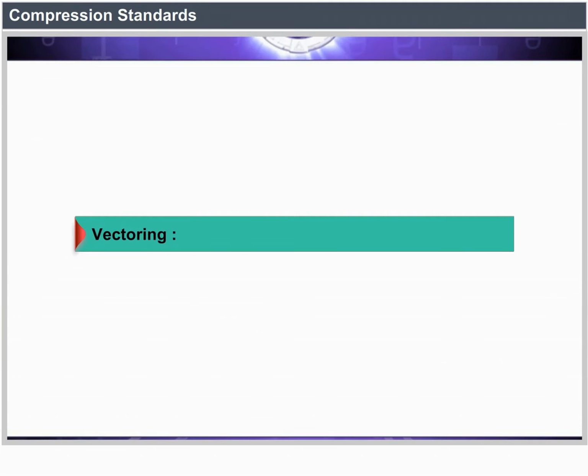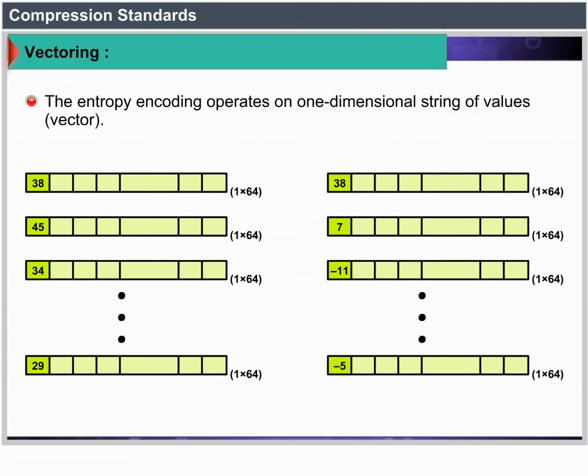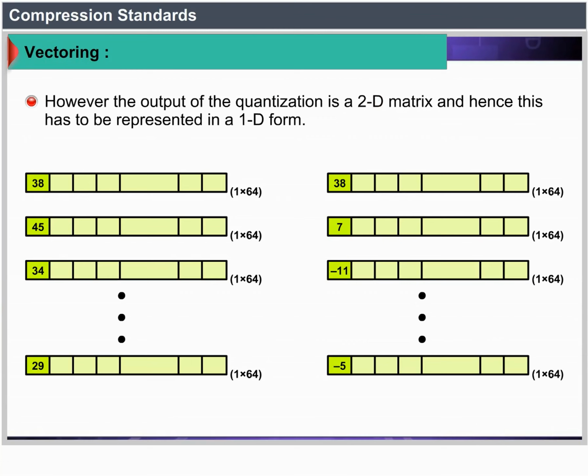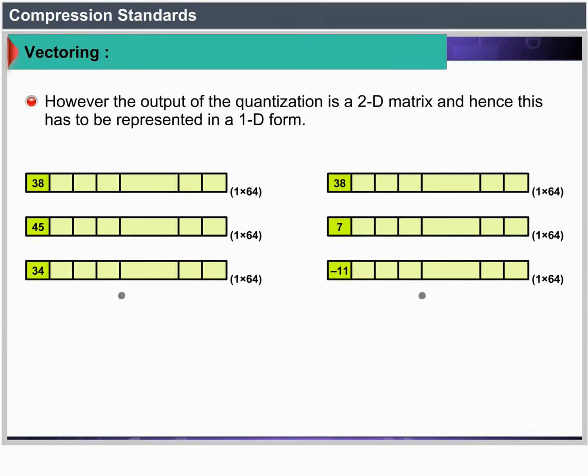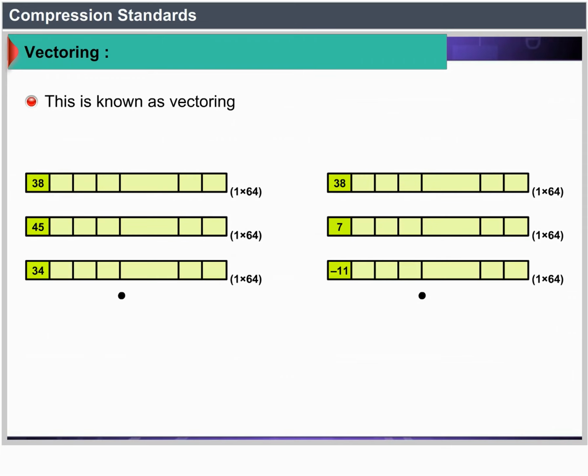Vectoring. The entropy encoding operates on a one-dimensional string of values known as vectors. However, the output of the quantization is a 2D matrix, and hence this has to be represented in a 1D form. This is known as vectoring.